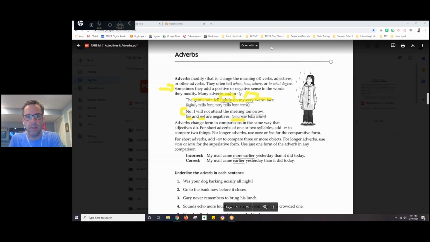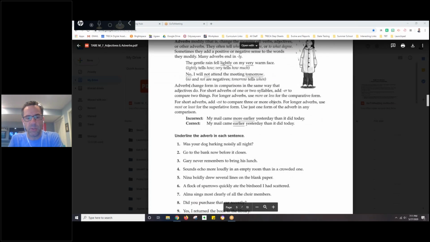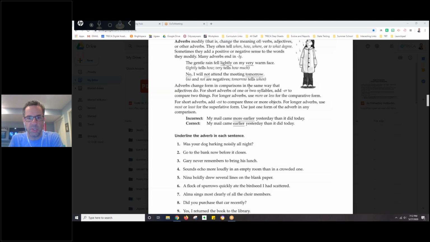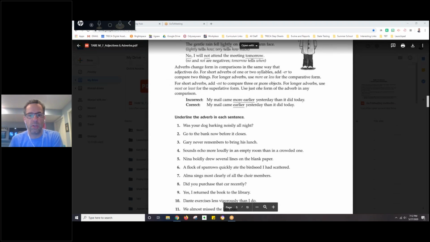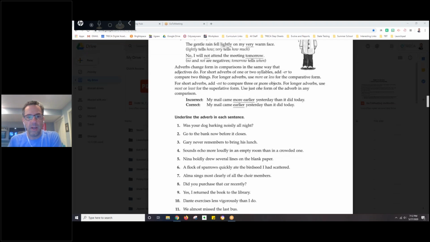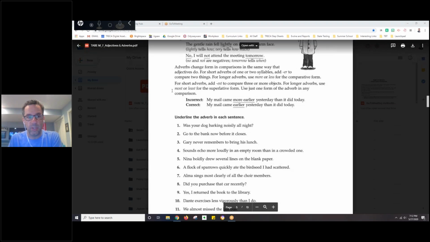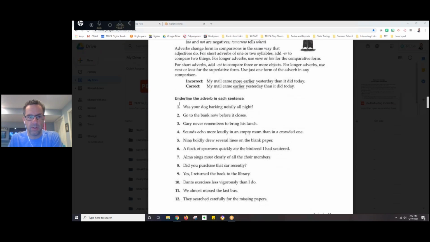Let's clear off the drawings. Adverbs also change form in comparisons in the same way that adjectives do. Remember, if you watched the adjectives video, when you compare things, the comparative is when you're comparing two things. Superlatives are three or more. If you have a short adverb of one or two syllables, you add er. Longer ones, you use more or less. I'll let you read the rest here, and then we'll go through these 12 together.